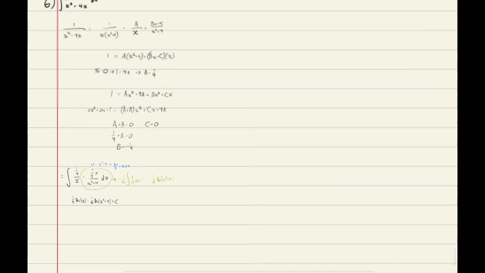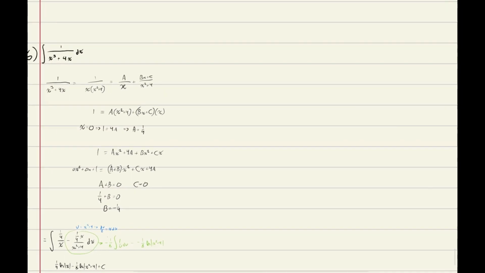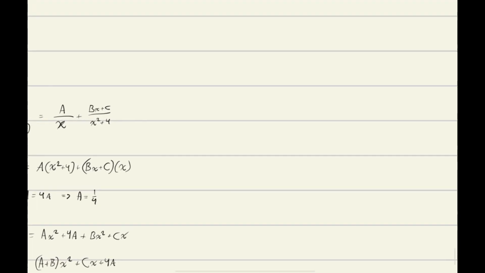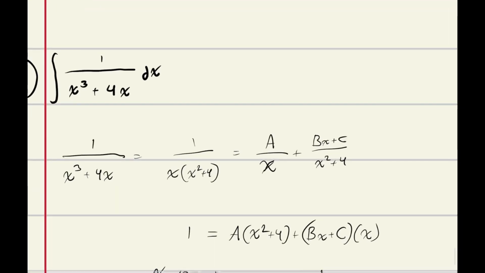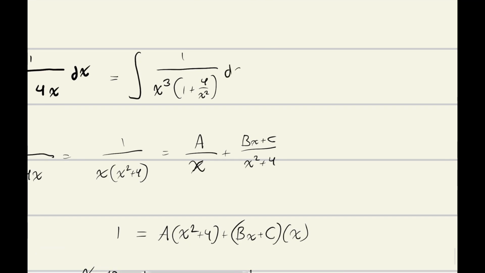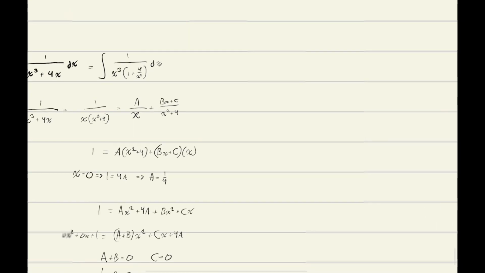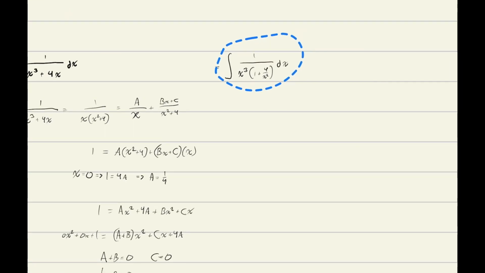The next method we can use is actually very simple. We can factor out an x cubed. X cubed would be (1 plus 4 over x squared) dx. I'll go ahead and move this over here so we have room.